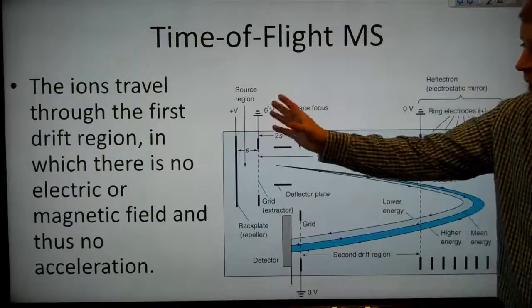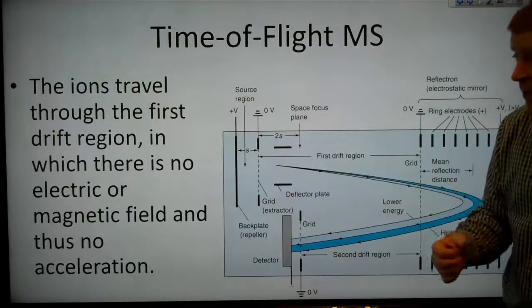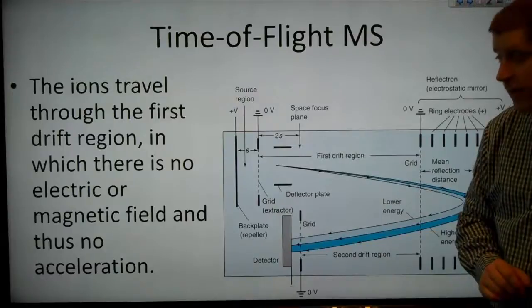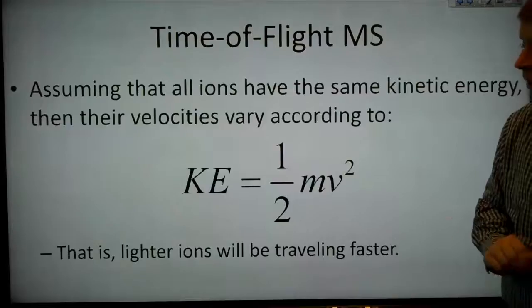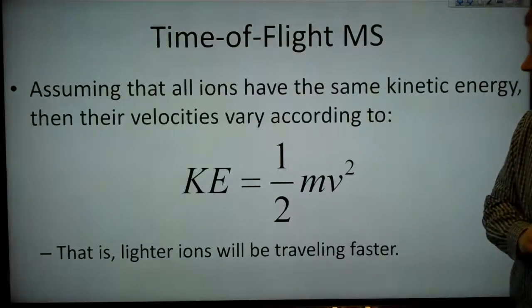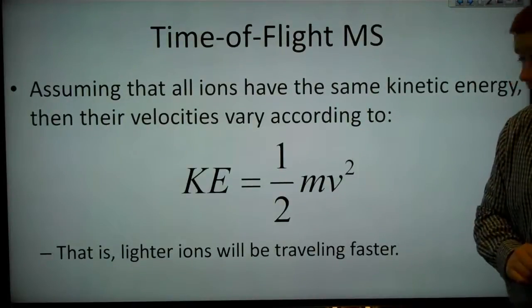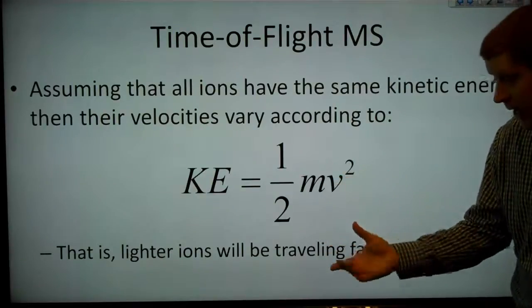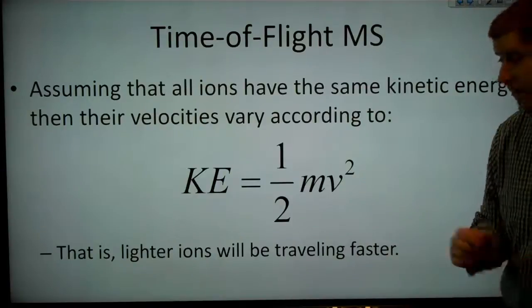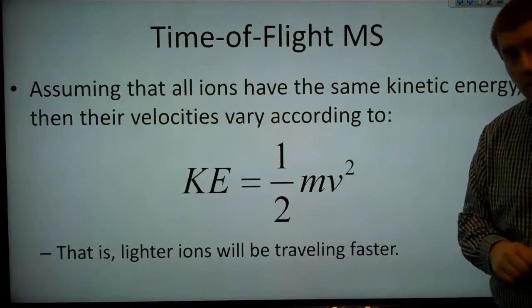So those ions travel through the first drift region that's in here, and in that region there is no electric or magnetic field, which means there is no acceleration on those ions. So assuming that all the ions have the same kinetic energy, then their velocities vary according to the kinetic energy is equal to 1/2 mv squared, and that means that lighter ions will be traveling faster. And of course, because they're traveling faster, then they'll strike the detector first.